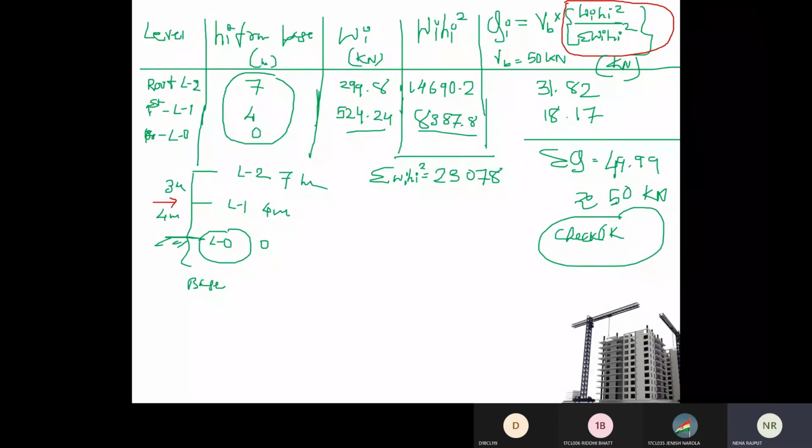suppose whatever force came here, whatever force came here, right? So the Q1 force over here and Q2 force over here, then this Q1 and Q2 force for each and every floor is acting at its center of mass.